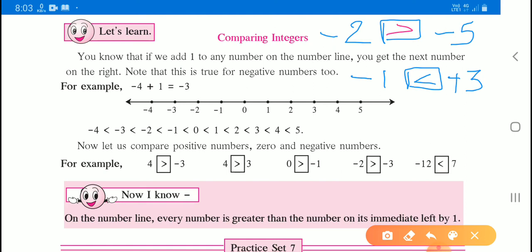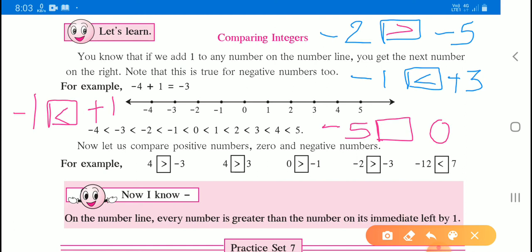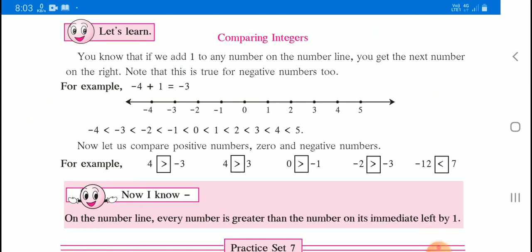One more example: negative 1 and positive 1. Tell me which number is greater and which is smaller. Positive 1 is always greater than negative 1. Now another example: negative 5 and 0. Which number is greater? Keep in mind, 0 is greater than negative 5. But 0 does not have any sign.